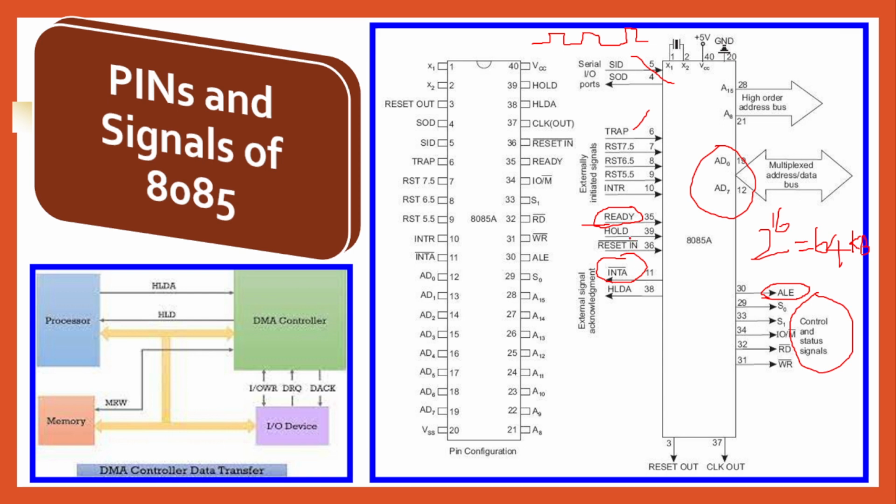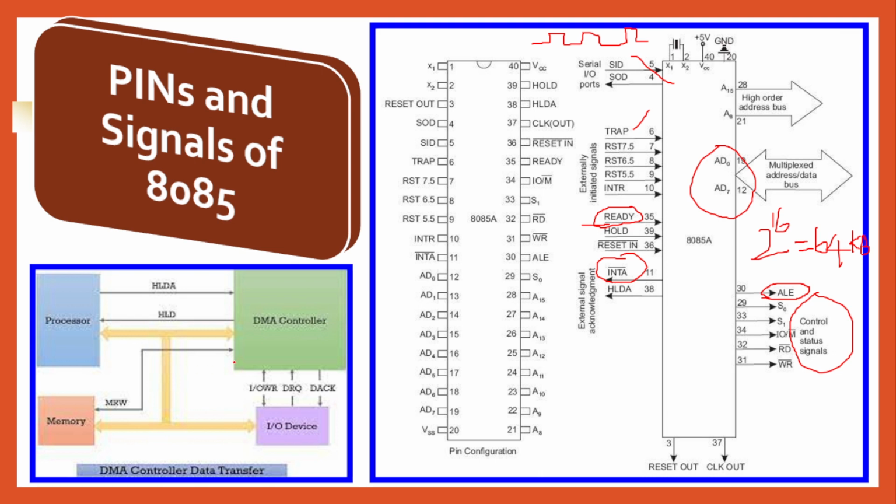Then we have HOLD and HLDA, hold acknowledge. Two pins are there for DMA, direct memory access. This system is given here: microprocessor, memory, IO device, DMA. Generally, in data transaction, the IO device will inform the CPU, and the CPU will take the data and give it back. That's the general data transfer. It is time consuming and an overhead for the CPU.